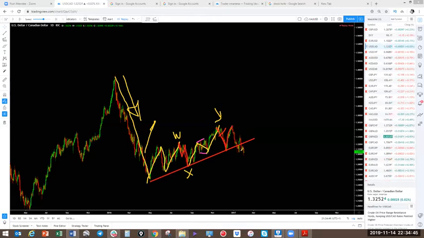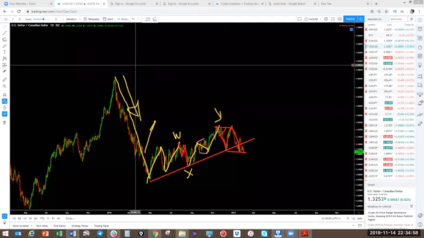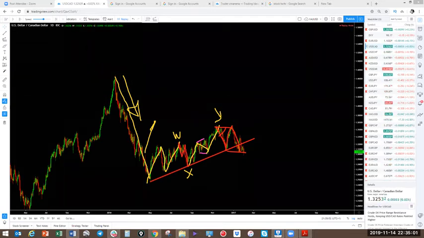But what we see then is that this is now going in this fashion. This is a corrective structure. Which corrective structure is that? Which corrective structure is that? Anybody?